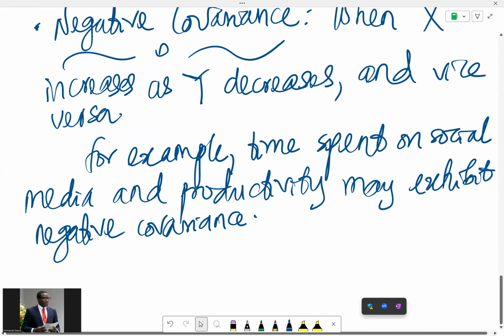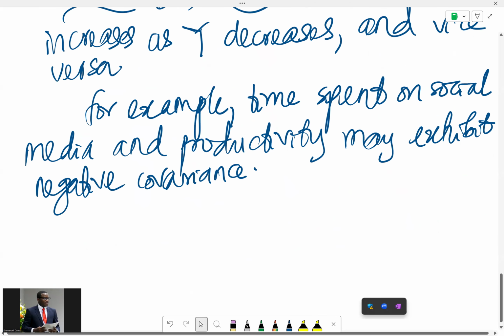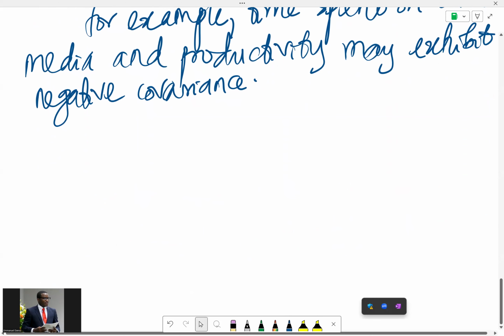Okay, so we have the third one. We've talked about positive covariance, where the two of them either increase or decrease together, and negative covariance, where they move in opposite directions. Then we can also have zero covariance.